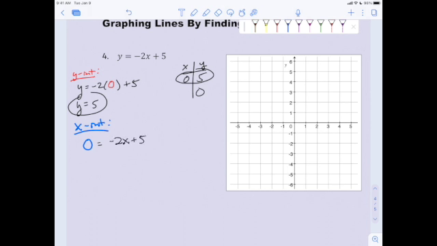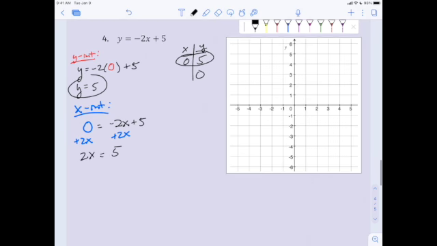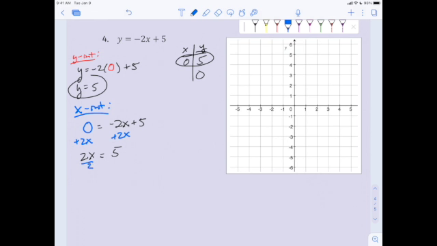And see, this is where it's a little more annoying. I now have to solve this equation. So I either have to move the 5 to the other side by subtracting 5, or move the x's to the other side by adding 2x. I think I'll do that. I'll add 2x to both sides. And your new equation says 2x equals 5. And then divide both sides by 2. And you get x is equal to 5 halves, or 2.5.